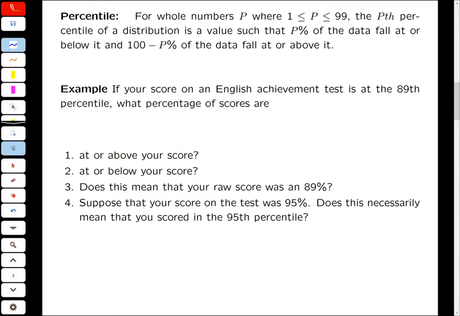So, to get to box and whisker plots, we need to talk about percentiles. For a whole number p, where p is between 1 and 99, and it can include both 1 and 99, the pth percentile of a distribution is a value so that p% of the data fall at or below it, and 100 minus p fall at or above it. So that's the percentiles. Example, you took an English achievement test, and your score came back and they reported you were at the 89th percentile. What percentage of scores are at or above your score?